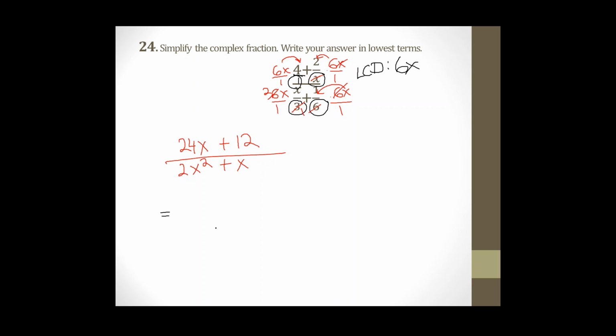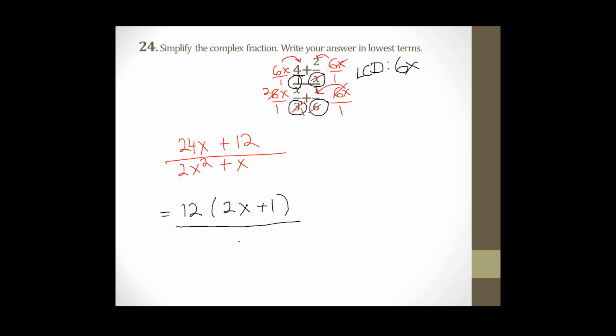What is the greatest common factor of the numerator? 2 is some factor but not the greatest. 12 is a better choice. 12 is correct. So you can take out a 12 from both of these and you are left with 2x plus 1. What about the bottom?